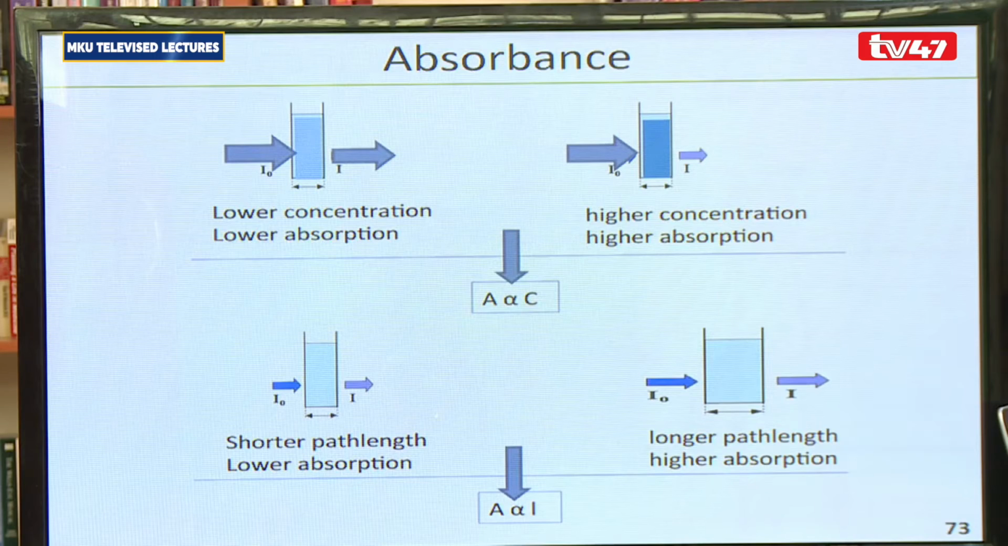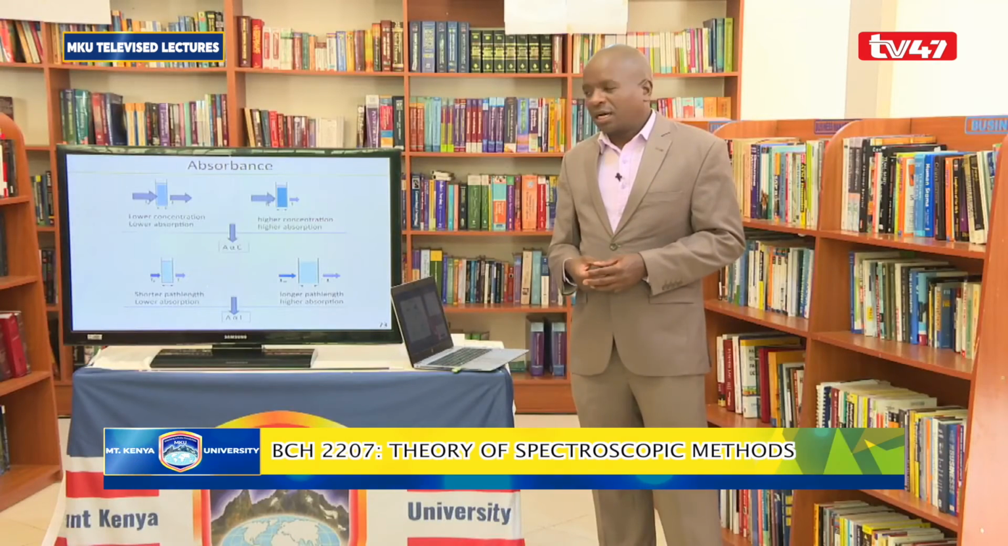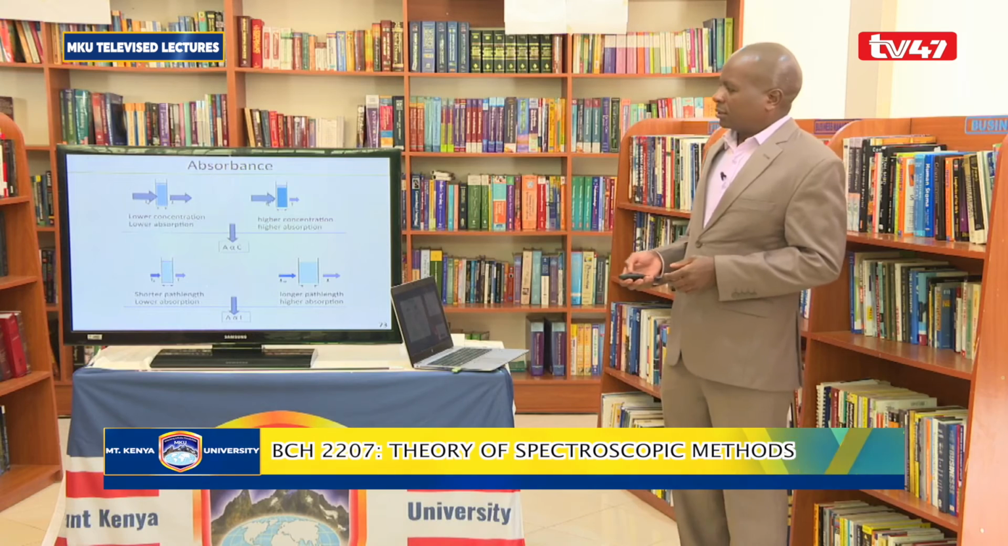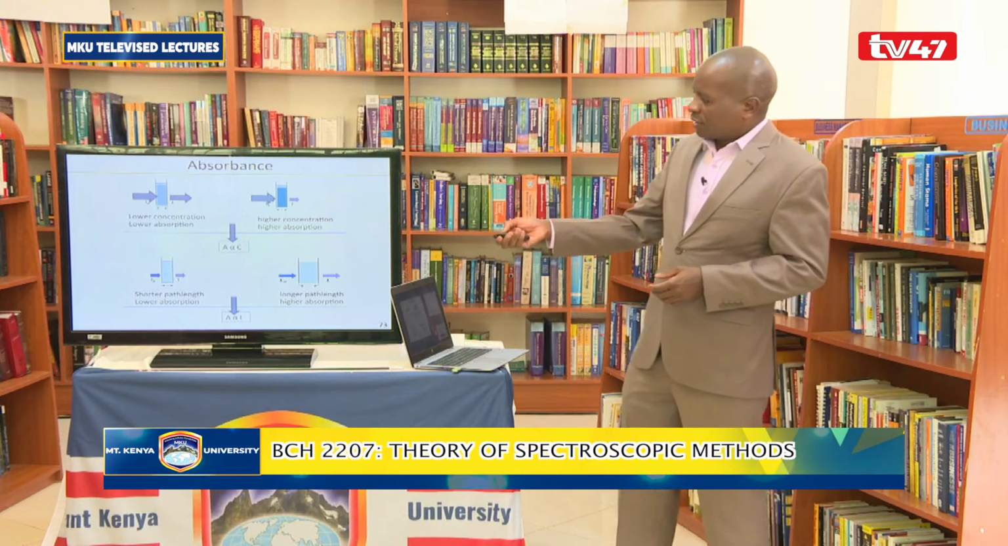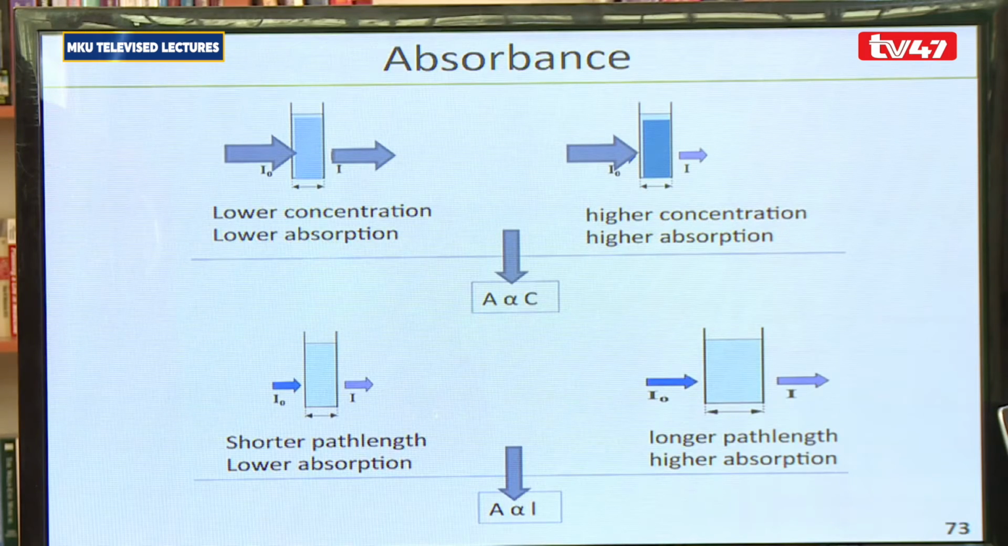So what does this mean in terms of the Beers-Lambert law? It means for lower concentration, in case your sample has low concentration, then you don't expect the absorbance to be high. And that's what we are saying here. Low concentration, lower absorption. If you have higher concentration, then the solution is going to absorb more radiation because you have more molecules that are absorbing radiation. So we are saying absorbance is directly proportional to the concentration.